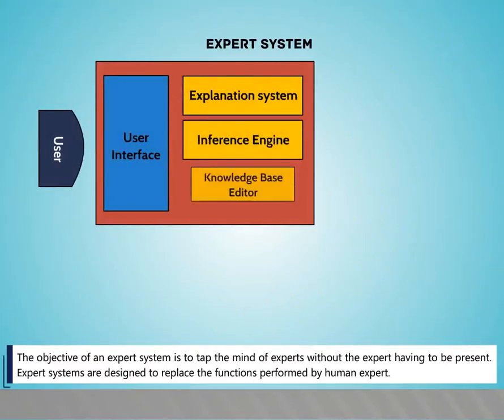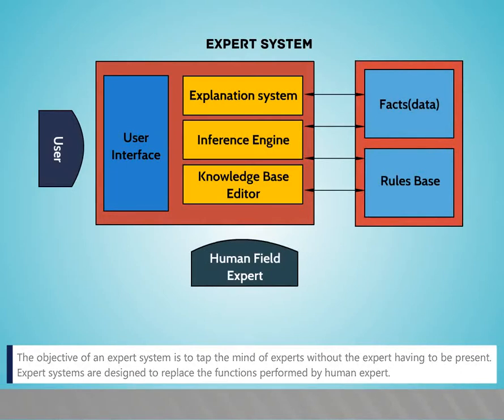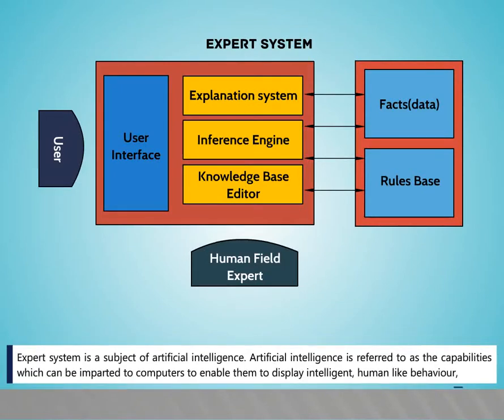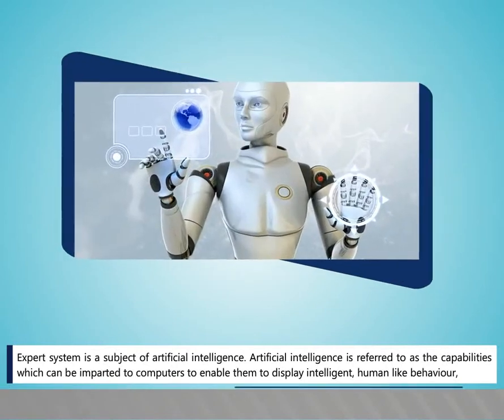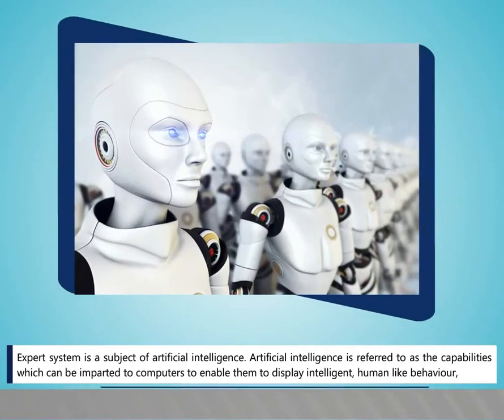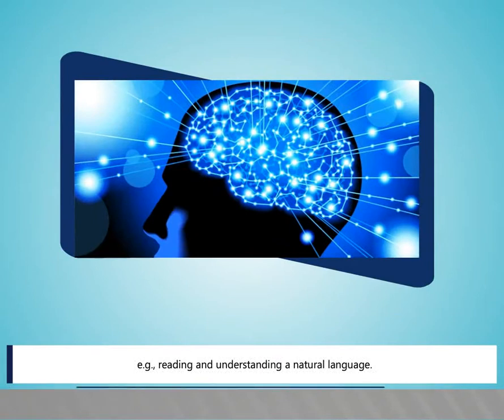The objective of an expert system is to tap the mind of experts without the expert having to be present. Expert systems are designed to replace the functions performed by a human expert. Expert system is a subject of artificial intelligence. Artificial intelligence refers to the capabilities which can be imparted to computers to enable them to display intelligent, human-like behavior, for example, reading and understanding a natural language.